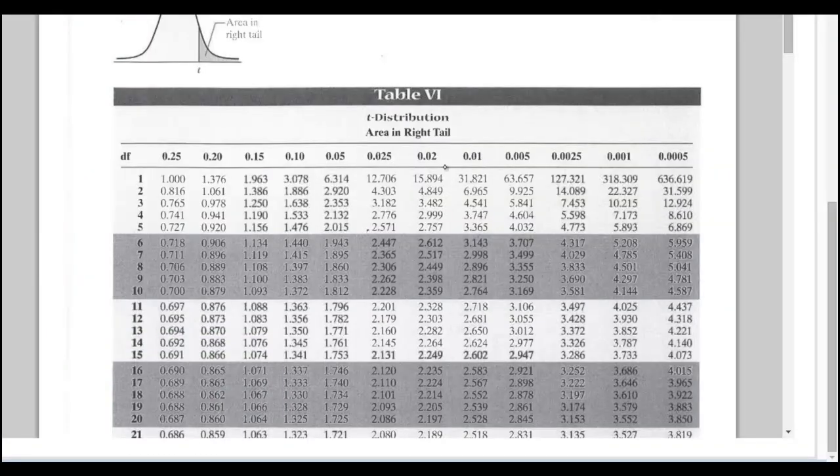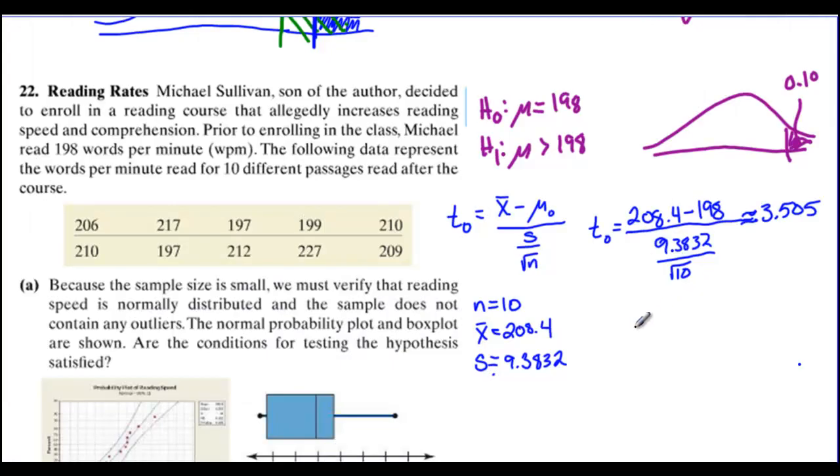So alpha of 0.1, we had 10 for our sample size, which means 9 degrees of freedom, and we're getting 1.383. So this value here is 1.383, and again, that critical value is coming from the table, from the t-distribution. So this 3.505 is going to fall over here somewhere. So it's going to fall in that critical region, which means we're going to reject the null hypothesis.